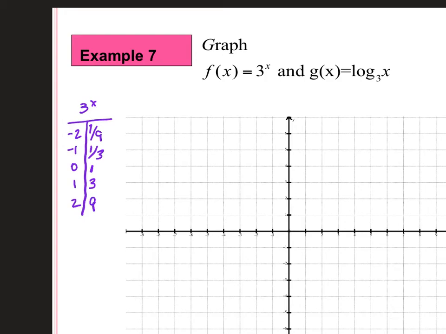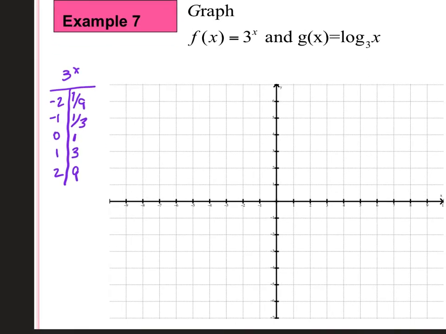Agreed? So if I'm going to graph this, at -2, I'm at 1/9. At -1, I'm at 1/3. At 0, I'm at 1. At 1, I'm at 3. And at 2, I'm up here around 9. So I draw my nice smooth curve. My function's going to get really close, it's close enough, pretend, to the x-axis, but not touch it. It doesn't move up or down.